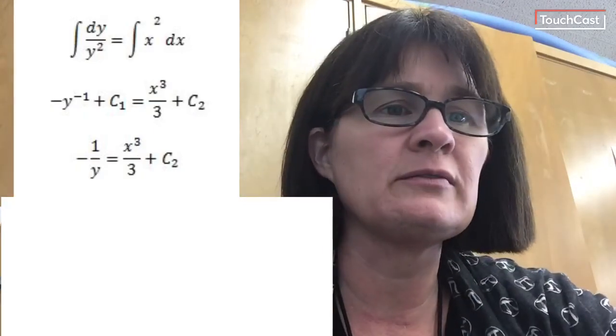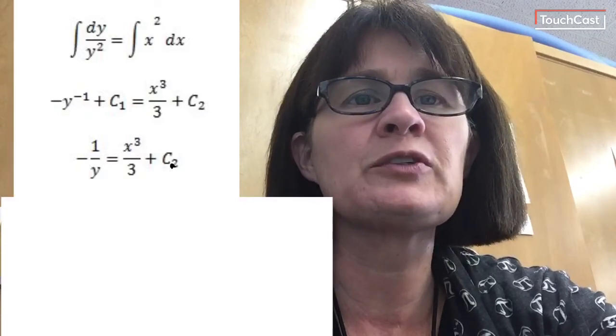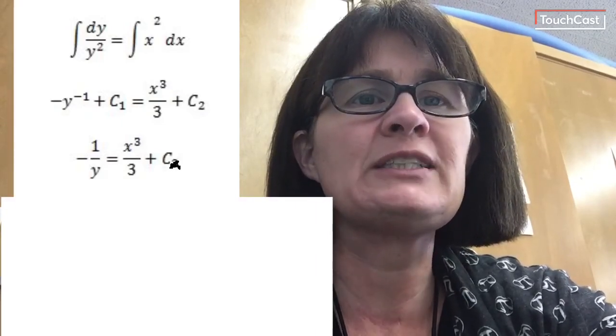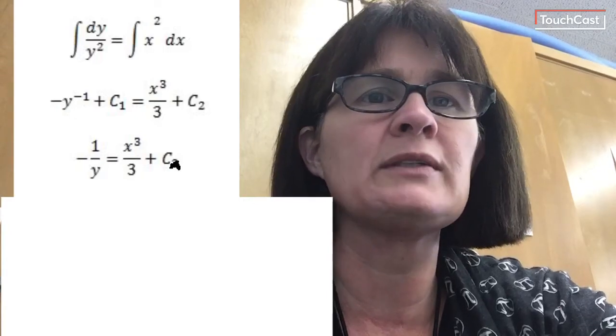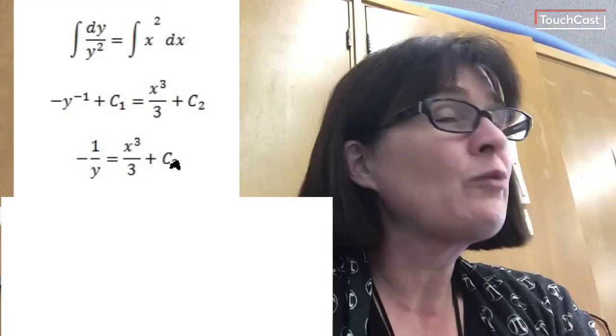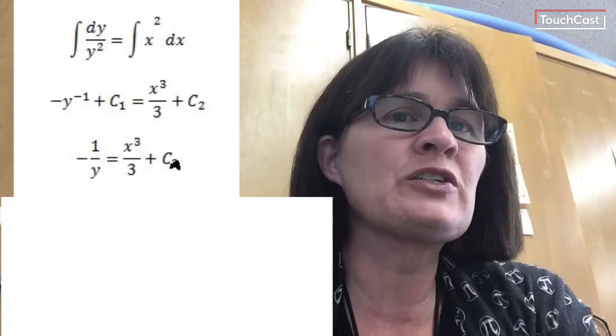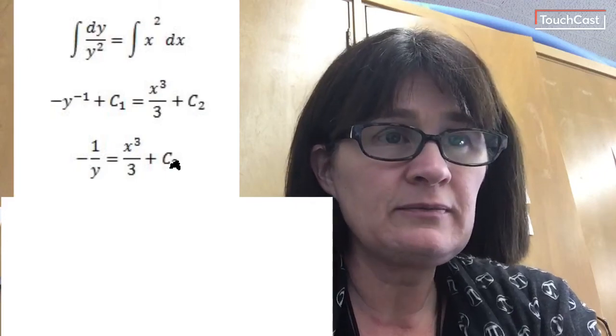That shouldn't have a subscript there. We generally just use c, and you're only going to need it on one side. So negative y to the negative 1, that's the same as negative 1 over y, is going to equal x cubed over 3 plus a constant.